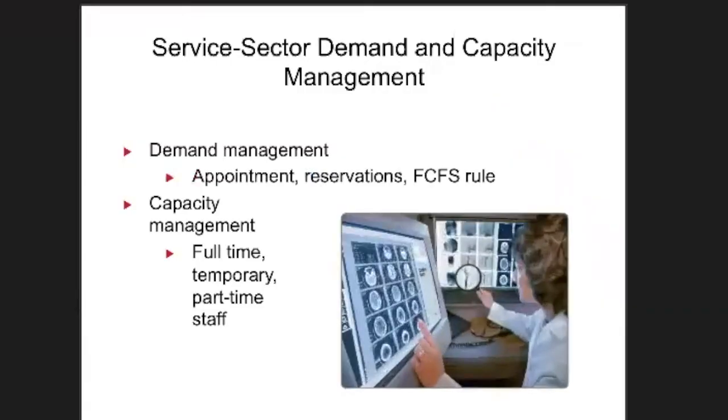Typically, we manage demand by appointments and reservations within healthcare, and a bunch of discussion that we will have later about advanced access really deals with this idea of appointments and reservations. How do we manage those things within healthcare? And then capacity management using full-time, temporary, part-time, semi-skilled workforce at times when capacity is not fulfilling the requirements of demand.